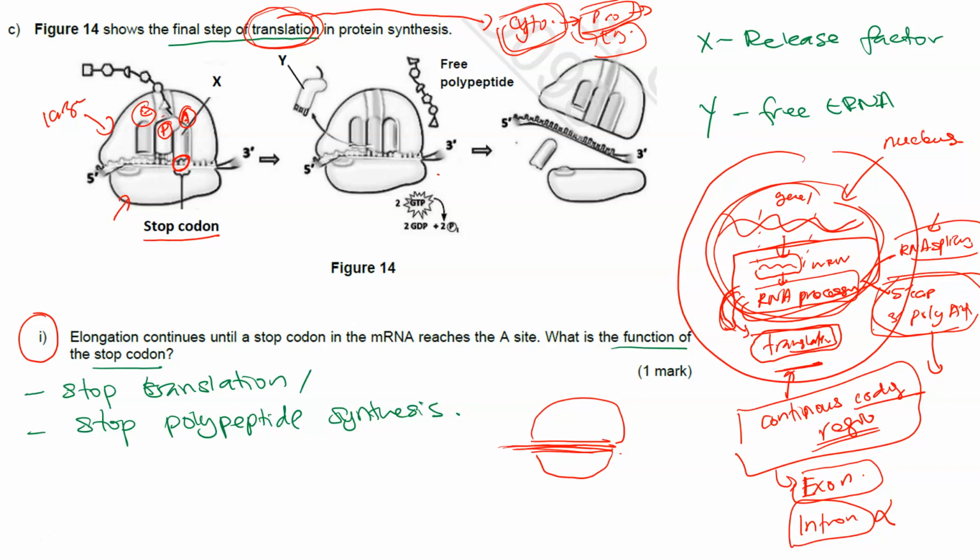So what is the function of stop codon? Stop codon, when it reaches the A site, indicates the termination of translation. It stops the process of translation, or stops the process of polypeptide synthesis. Only 1 mark. Okay, so straightforward questions.